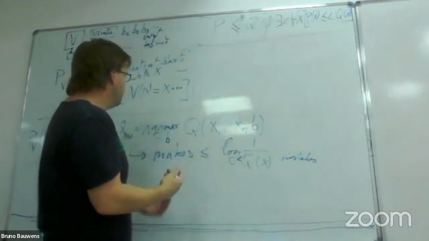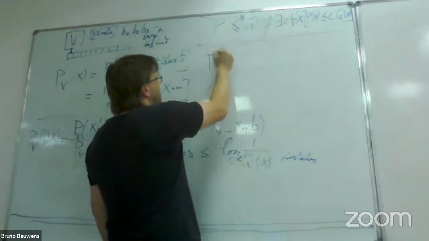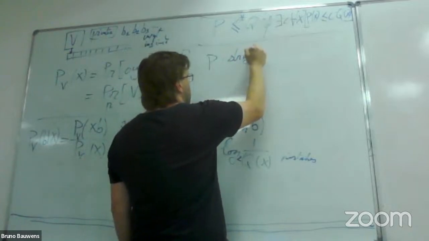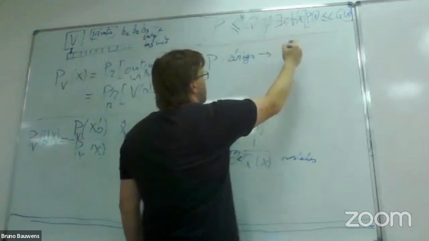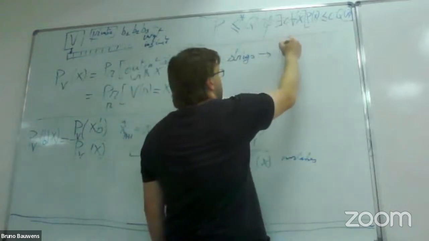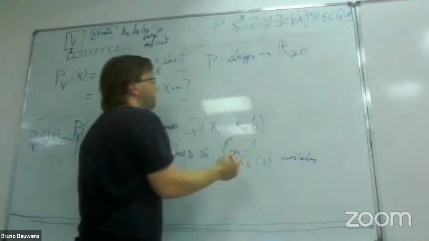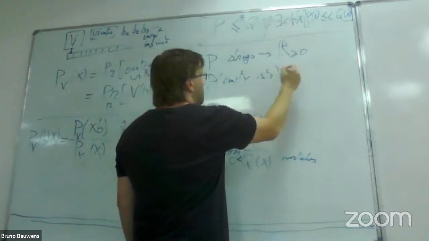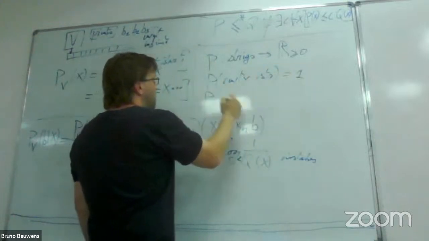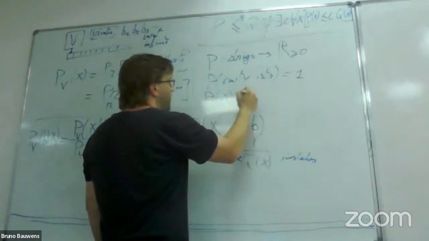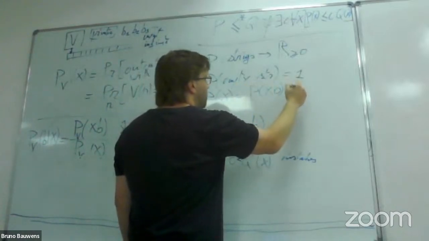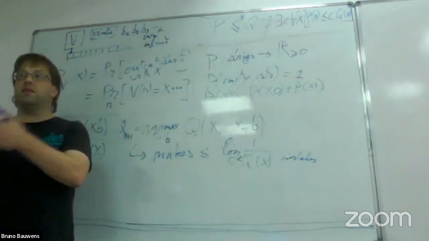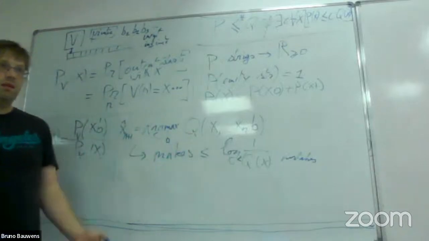Okay, so what do I mean by measure? A measure will be a mapping from strings to non-negative real numbers. And there are two conditions. P of the empty string is equal to 1, and for all strings x, P of x is equal to P of x0 plus P of x1. I explained it last time. You need to tell me if you forgot.